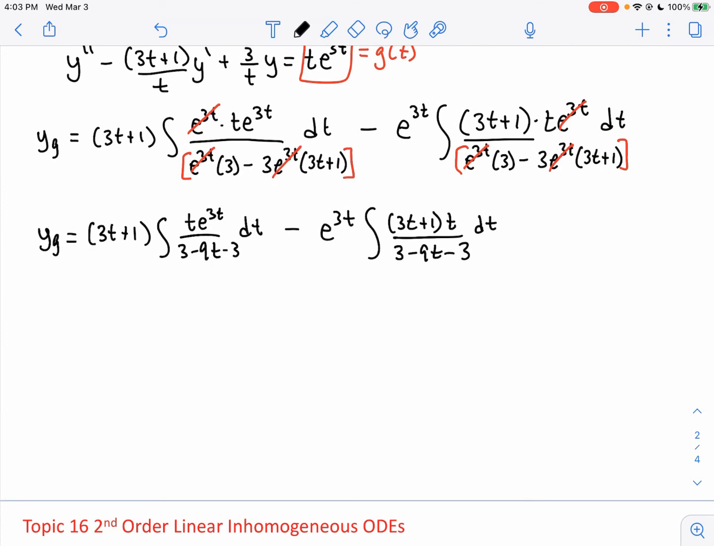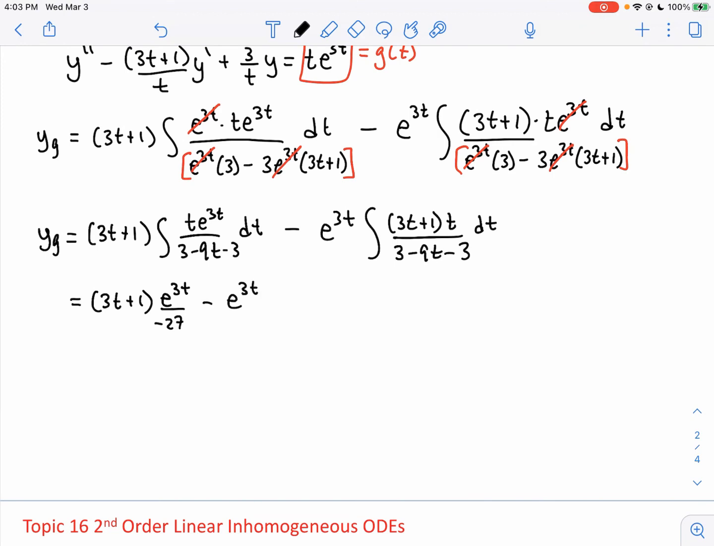Okay, from here, we have 3t plus 1. This integral is going to just become, well, we're going to get 3 minus 3 in the denominator, and the t's will cancel, so there will be a negative 1/9. So I have to integrate e to the 3t over negative 9. That's going to be e to the 3t divided by another 3, negative 27. I did a few steps there for space's sake.